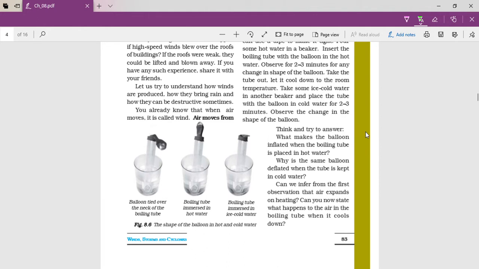You are seeing in figure 8.6 the shape of the balloon in hot and cold water. When the boiling tube is immersed in hot water, the balloon gets inflated. And when the boiling tube is inserted in ice cold water, the balloon is deflated.